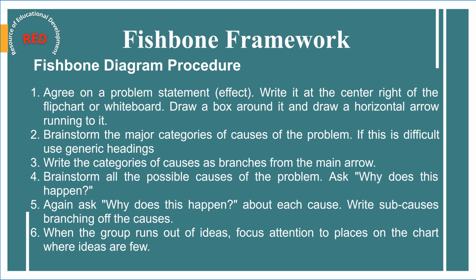Point 5. Again, ask why does this happen, about each cause. Write sub-causes branching off the causes. Continue to ask why, and generate deeper levels of causes. Layers of branches indicate causal relationships. Point 6. When the group runs out of ideas, focus attention on places on the chart where ideas are few.